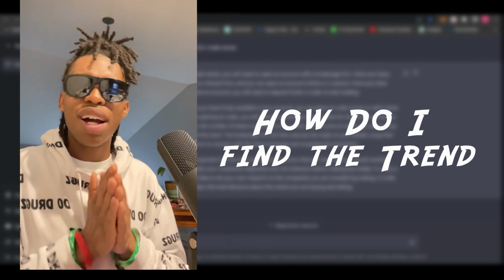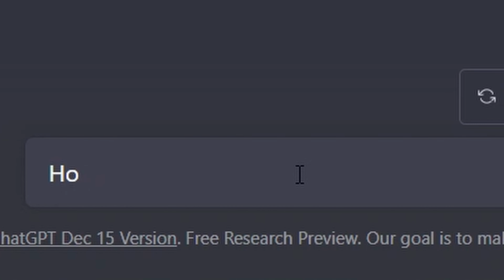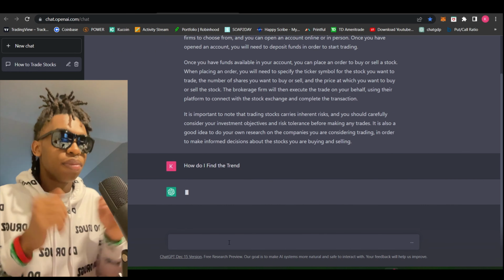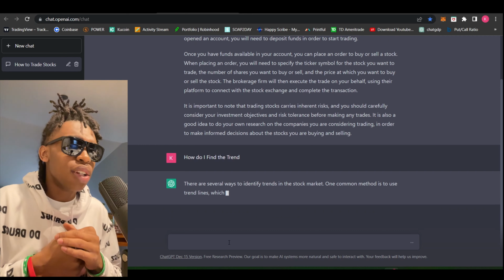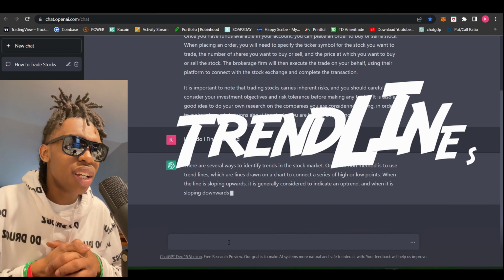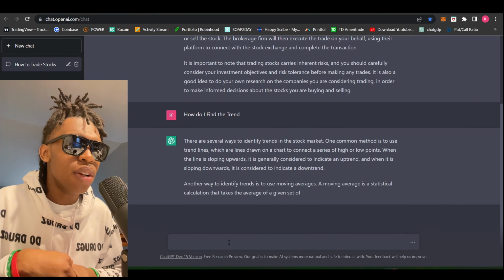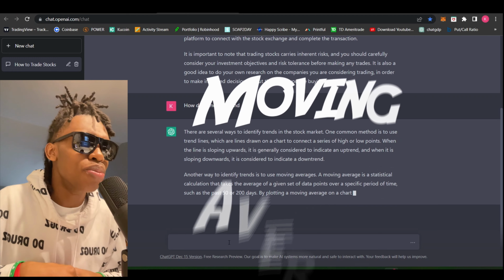So I just asked how to trade stocks. Now we're gonna see, how do I find the trend? Let's see if they can show me how do I find the trend? There are several ways to identify a trend in the stock market. One common method is to use trend lines. Okay, the lines on the chart, yeah, I know what trend lines are.